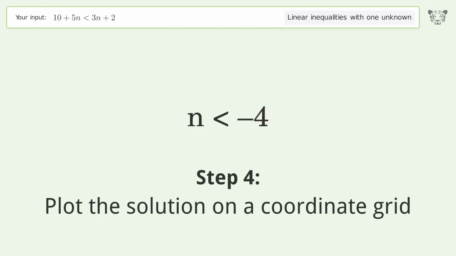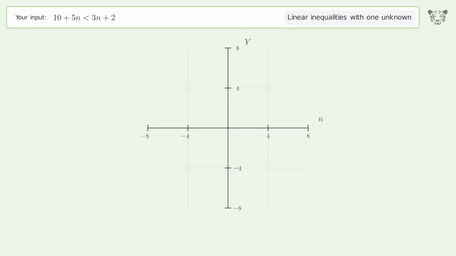Plot the solution on a coordinate grid. And so the final result is n smaller than -4.